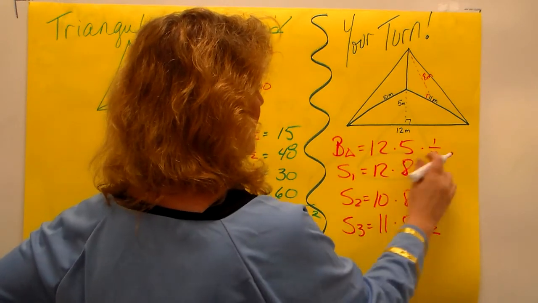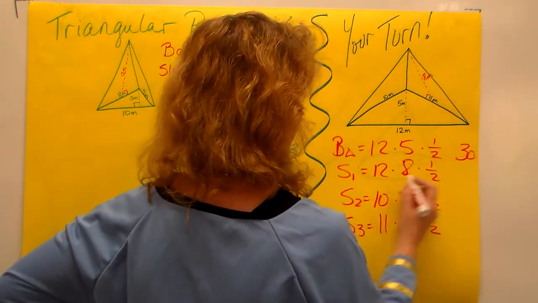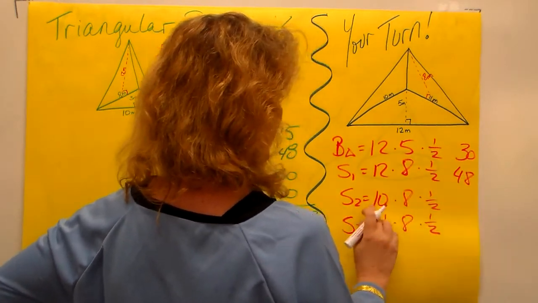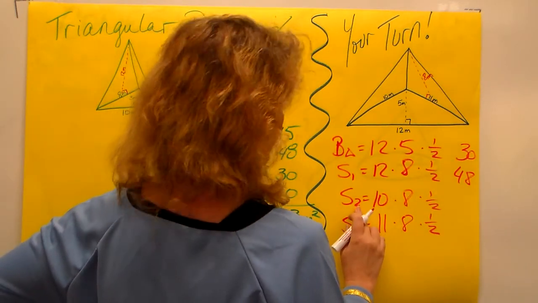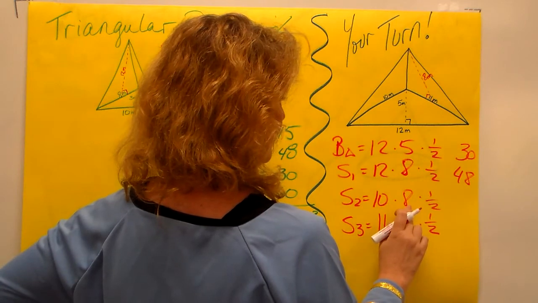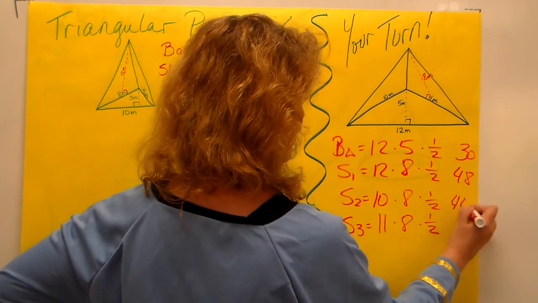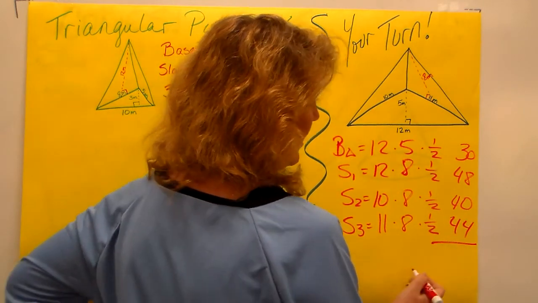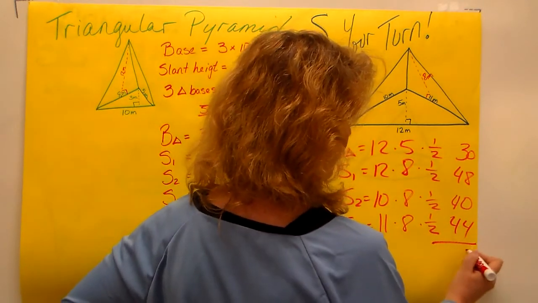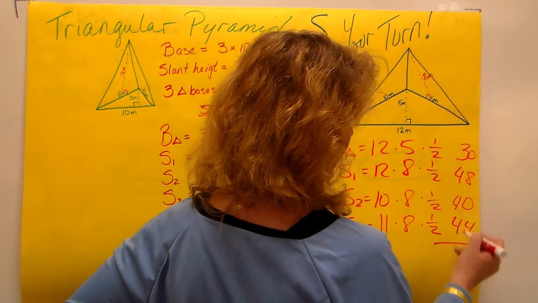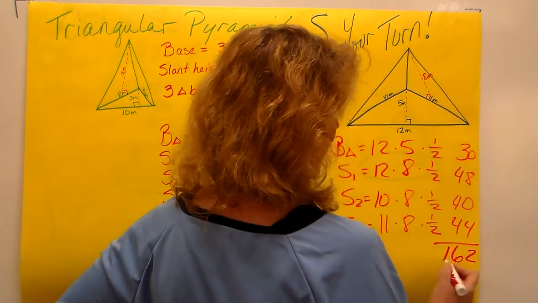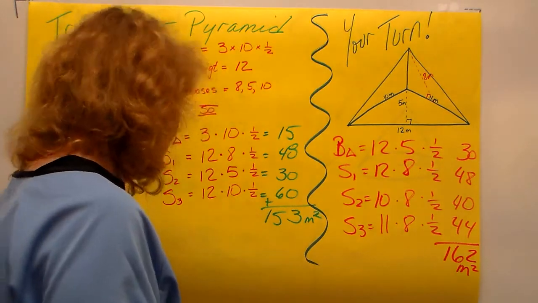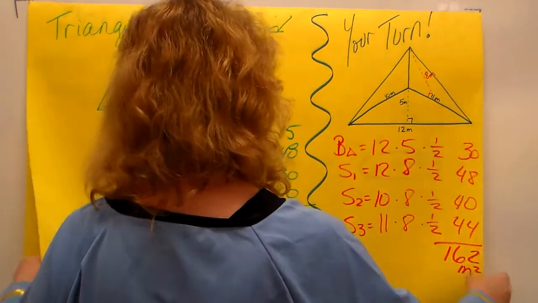So this is 30. This is 48. I like the same numbers. This is 40. This is 44. Adding together 12, 7, 8, and 8 is 16. 162 meters squared. I hope you did that well.